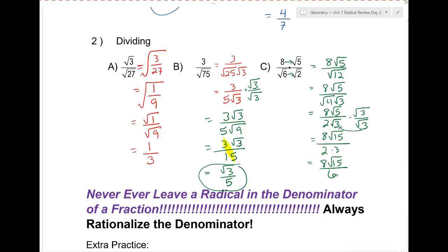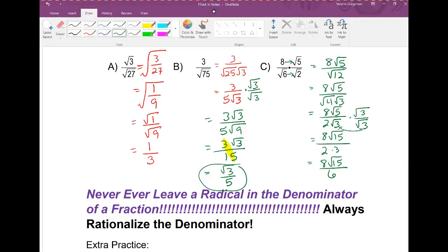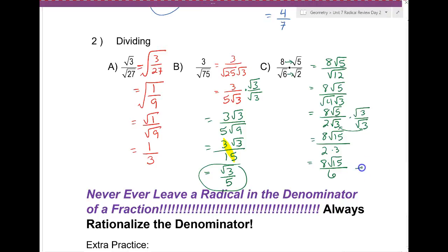Now here's my thing. Are we in simplest radical form? We're in simplest radical form, but we're not in simplest form because with 8 and 6, I can take a 2 out of both. So I have to get the 2 out of both, and I get 4 root 15 all over 3.